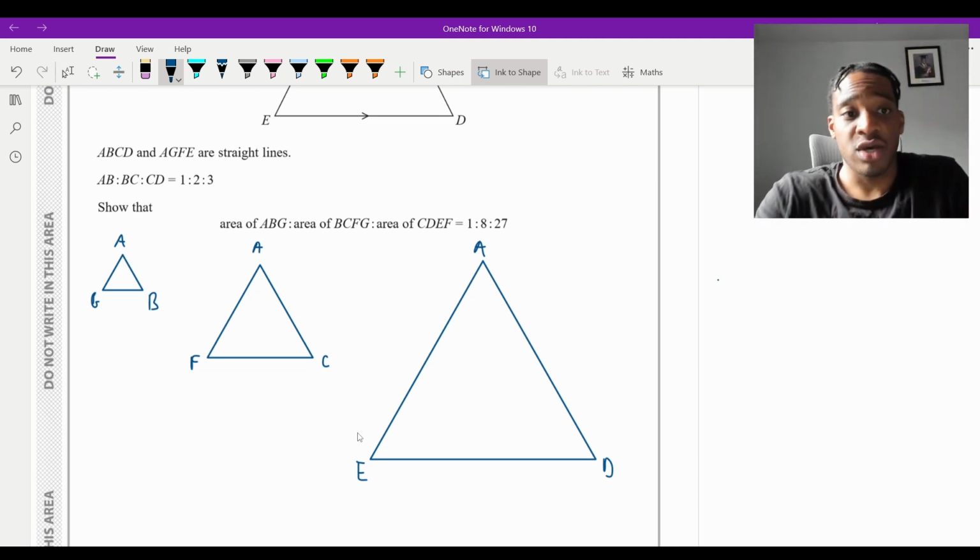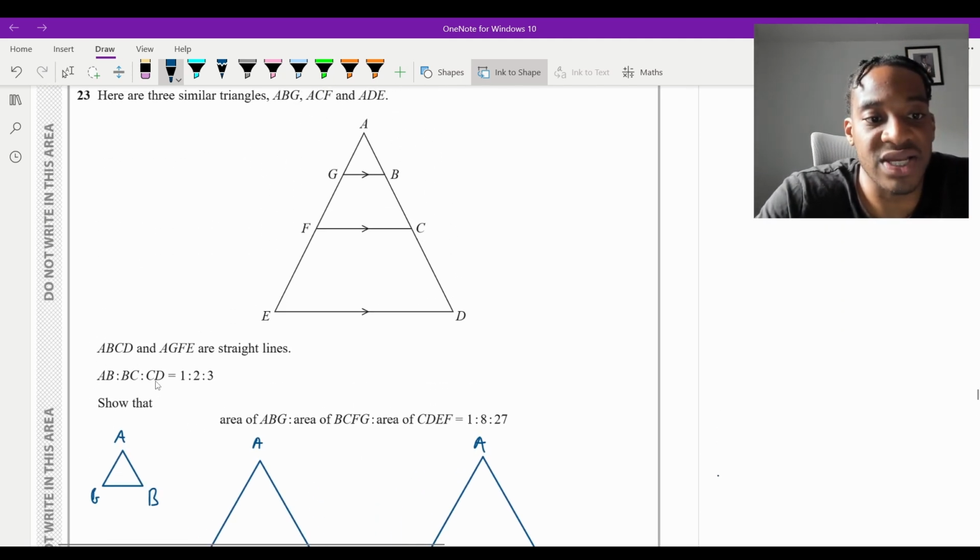Now, what do we know? They've told us that the ratio of A to B, B to C, and C to D is 1 to 2 to 3. Now, if I put this here, well, A to B is 1, B to C is 2, and C to D is 3, right? This is what the question tells us.